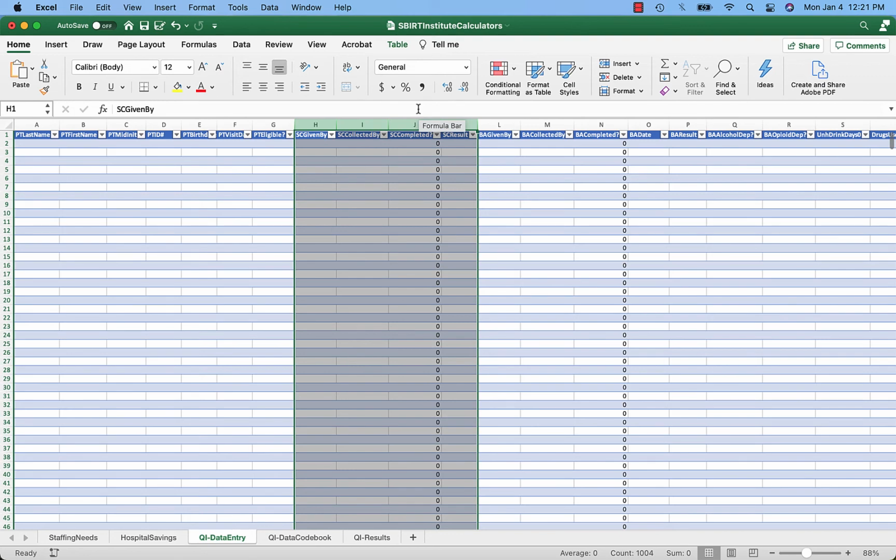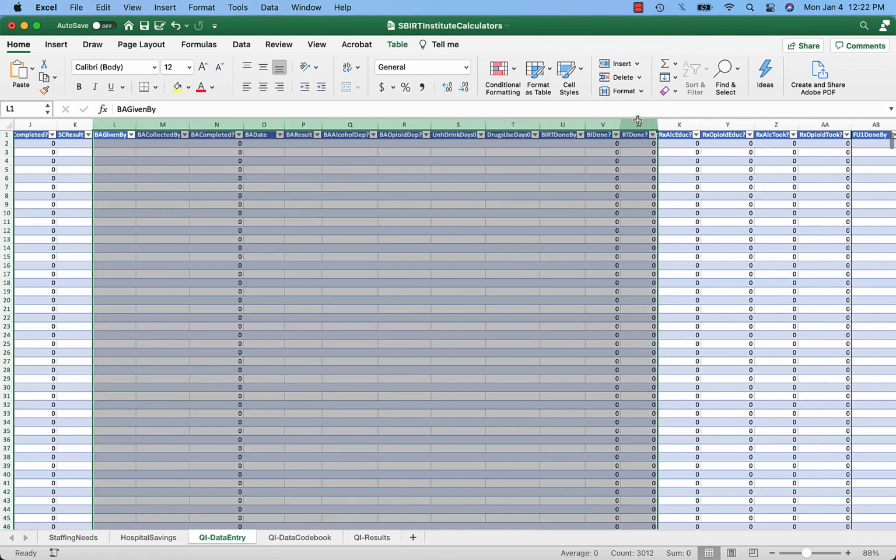If the patient is eligible, you'll indicate in columns H through K which staff member gave the patient the screen using their initials, which staff member collected the completed screen, whether a screen was completed, and the result of the screen. Whether the screen was completed is a yes/no variable where 1 indicates yes and 0 indicates no. For the screen result, 1 indicates positive and 0 indicates negative. If the screen is negative, there is no more data to enter for this patient.